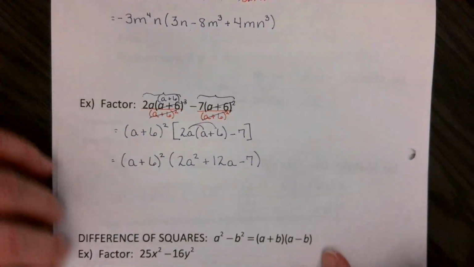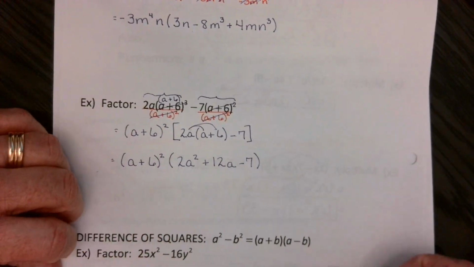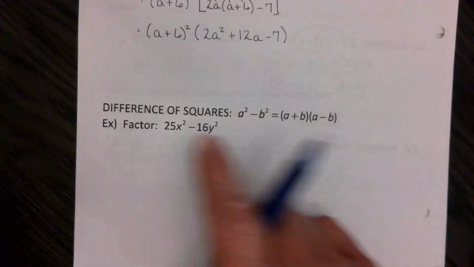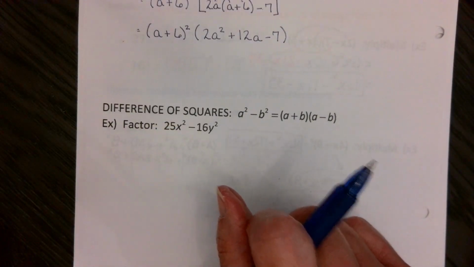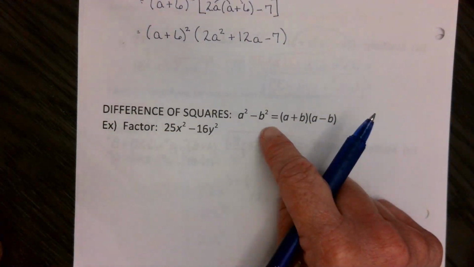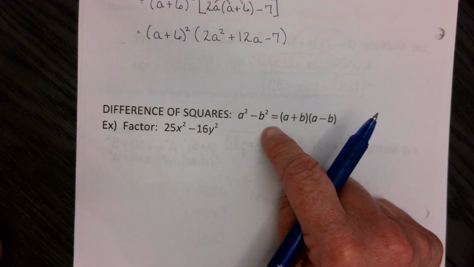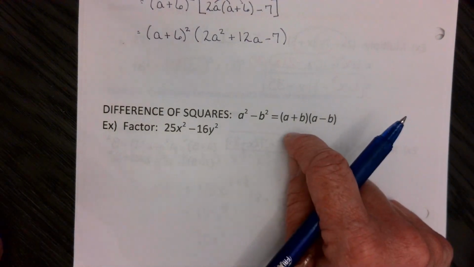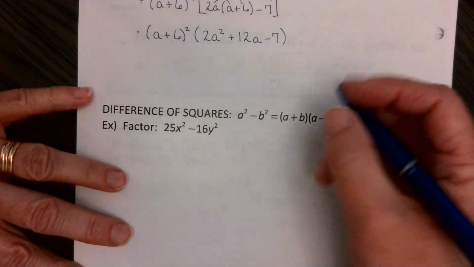Okay, and then that's it, because this won't factor any further. Okay, the difference of two squares. If you don't know this, you better practice, okay? This is the easiest one to factor.